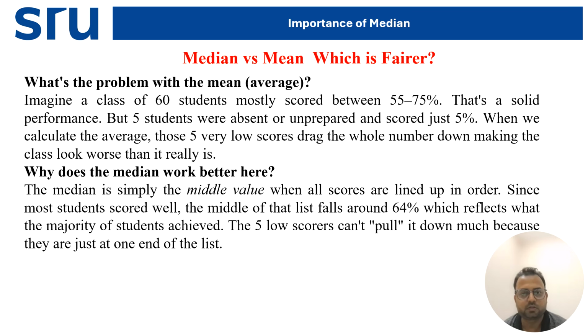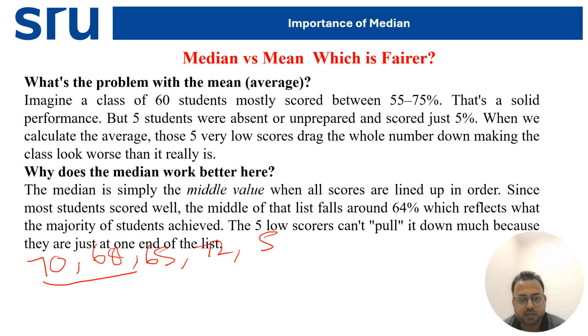Let us take a class of 5 students. Suppose the scores of the students are 70, 68, 65, 72 and 5. Four students are serious, but one student does not focus.